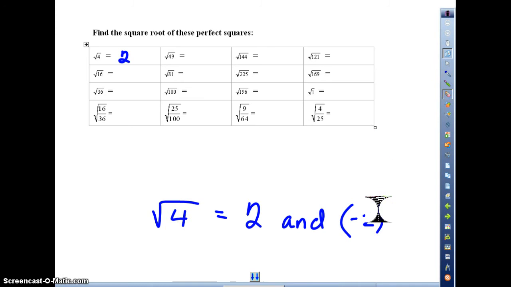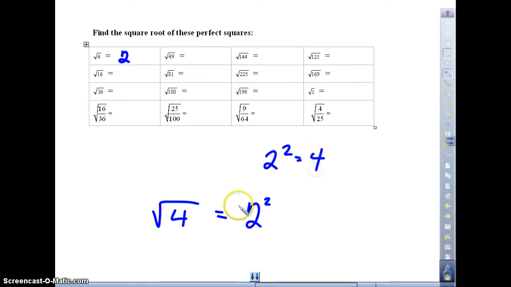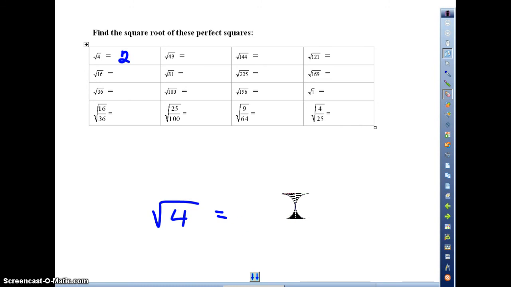Oh, and by the way, I see a lot of kids do this in the 8th grade. They say, oh, the square root of 4 is 2 squared. And that is not correct. 2 squared is another name for 4. And the square root of 4 is not 4. It's not 2 squared. It's just 2. Okay? So, let's go on.